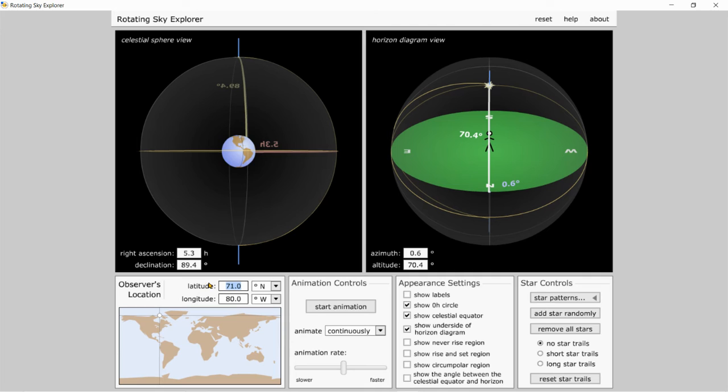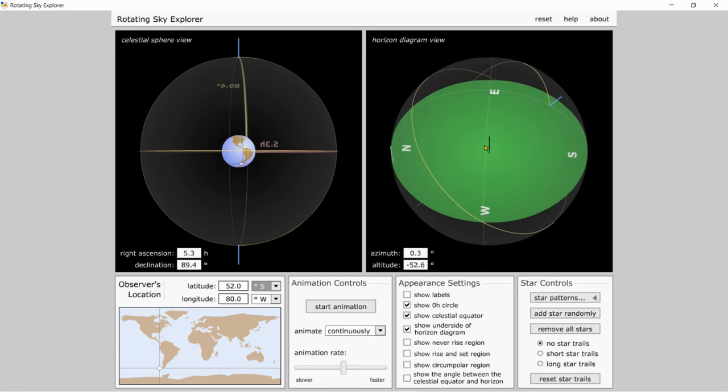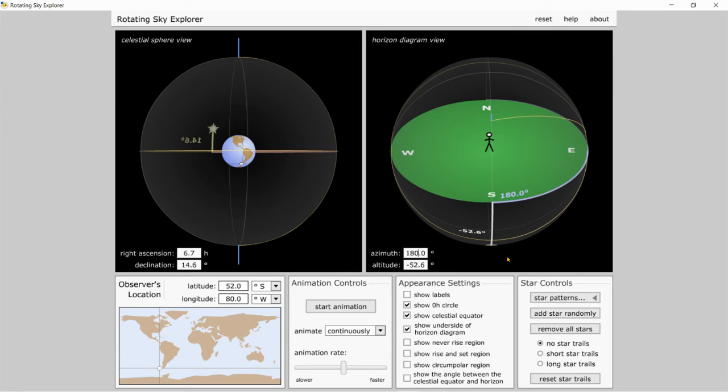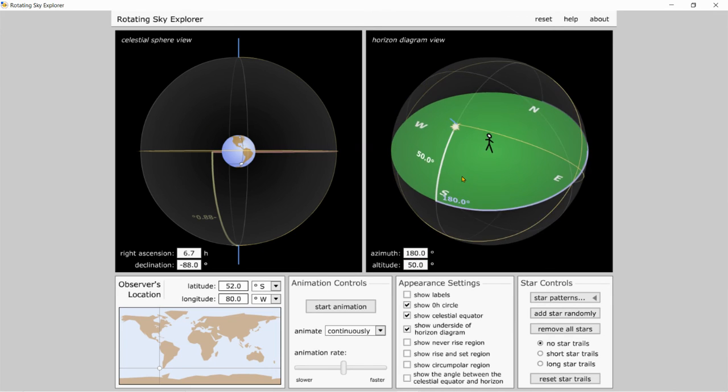So let's change this to 52 degrees south. Now look where we're at. We're way down here. Now we're looking at the South Celestial Pole. Okay. So we know the azimuth is already going to be what? Anybody remember? 180. And our altitude, we're just going to make this a small positive. I don't know. Let's go 50 and see what happens. Boom. Holy smokes, there it is.